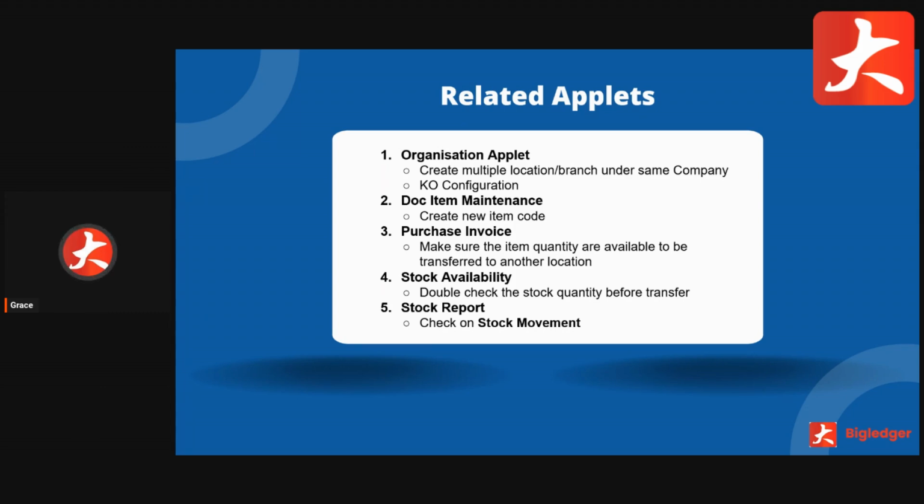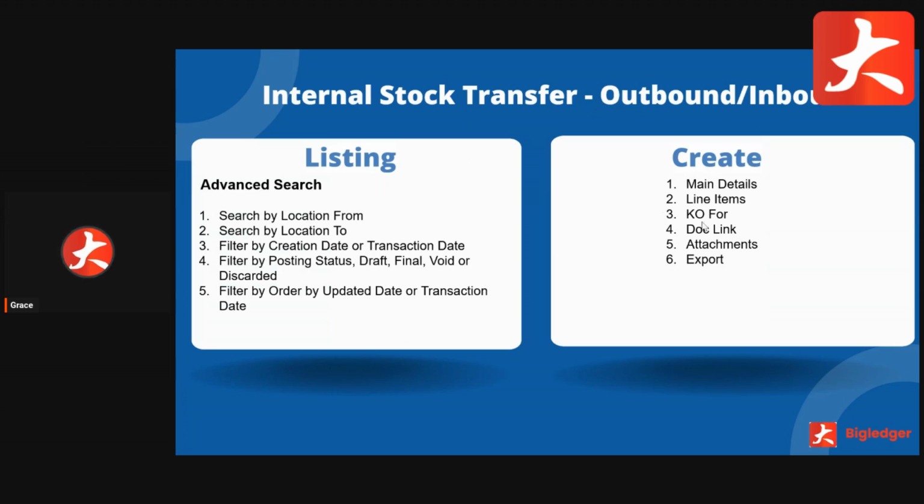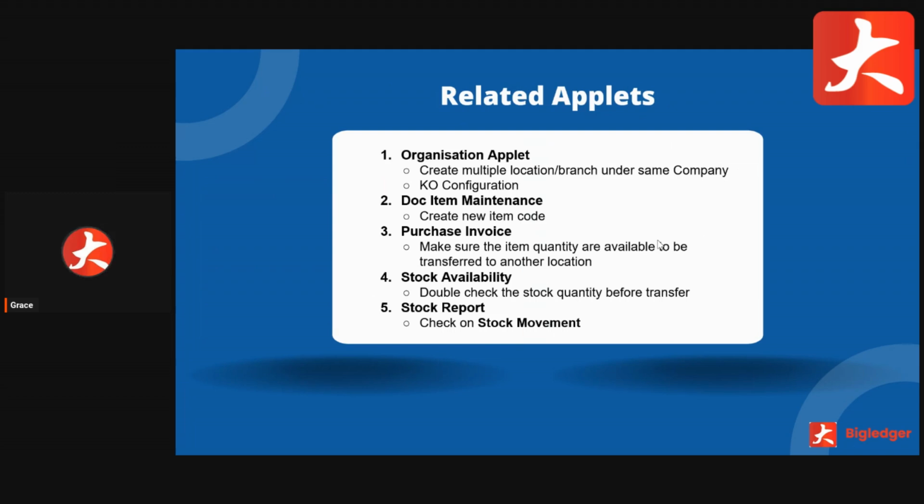Okay, and then the KO configuration. This KO configuration actually refers to this same KO4. Later I'm going to show you. This KO4 is basically for when, let's say, you need the branch to create a stock requisition first, and only then can your warehouse transfer to them. So that's what we call KO configuration here. You define what your workflow is.